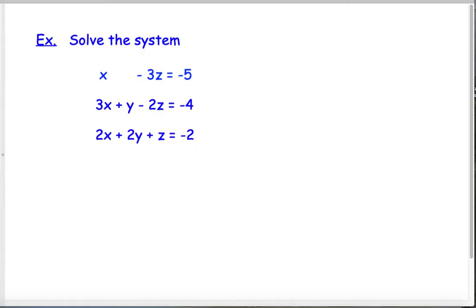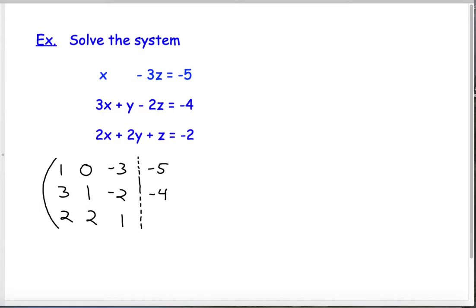All right, let's write the augmented matrix first. So we have a 1, a 3, and a 2. And then a 0, because there's no y term in the first equation, a 1 and a 2, -3, -2, 1. And then sometimes you'll see it as a dashed bar, sometimes just a vertical bar. And that tells you where the equal sign is. And then -5, -4, -2. So there's our augmented matrix.